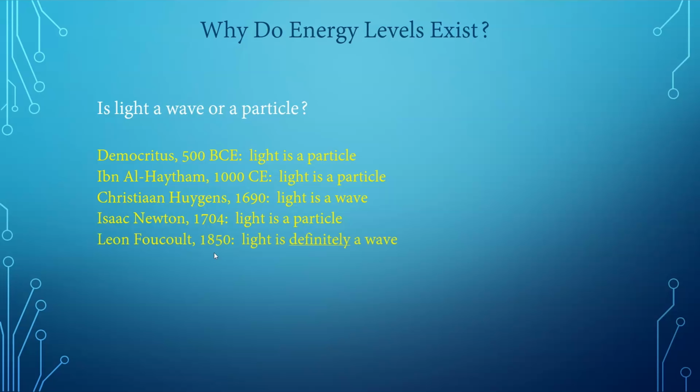In the 1850s, most people were beginning to come around to the idea that light was actually a wave. Foucault was convinced of it and had lots of good experimental evidence to support the idea that light was a wave. So from the mid-1800s on, people were pretty well convinced that light was a wave. But then, in 1905, Albert Einstein, in the paper that won him his Nobel Prize in Physics, figured out that light could actually be both.